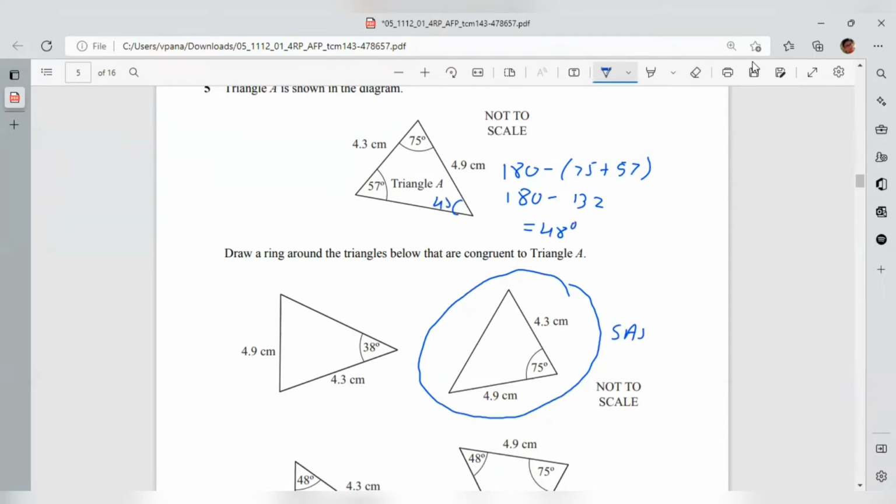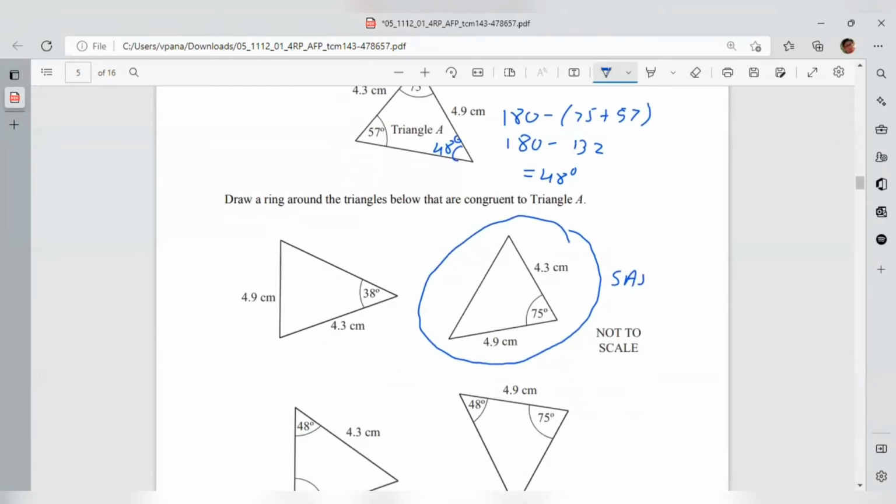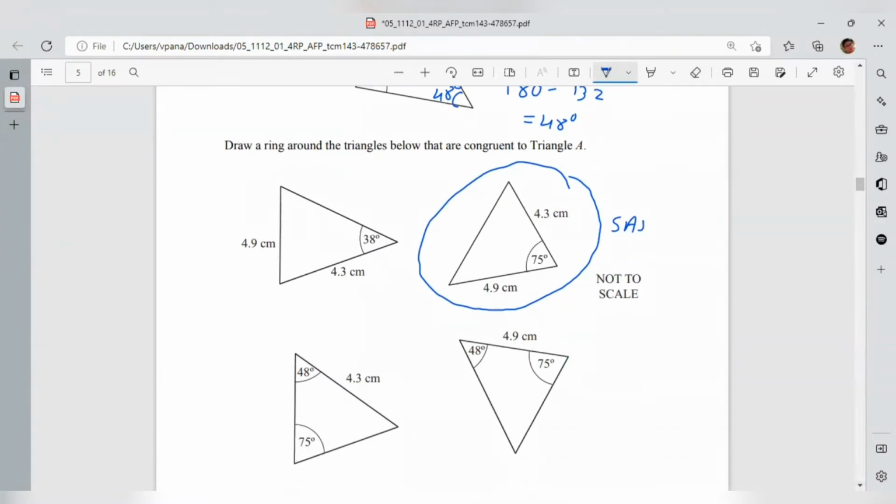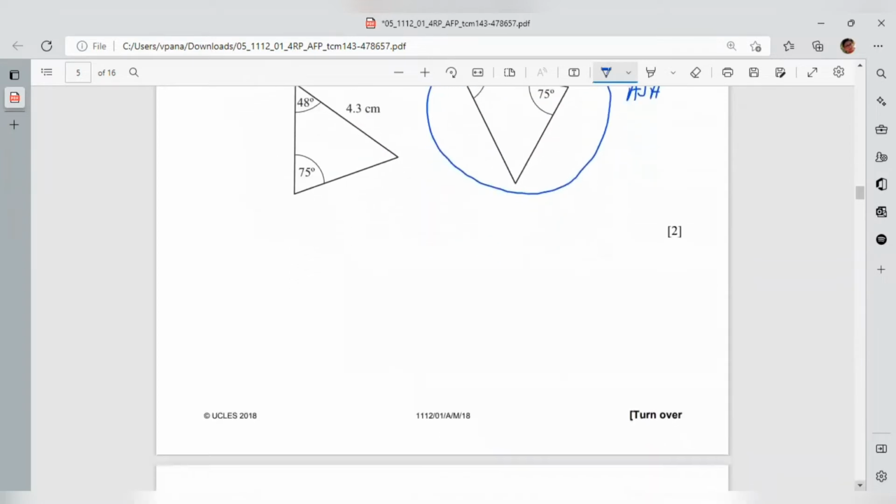So if this angle is 48, let us compare to another triangle, now with 75, 4.9 and 48. Do we have it? Yes, 48 degrees, 4.9 and 75. So this is another triangle which will be congruent by ASA, angle side angle. So these are the two congruent triangles. This is how you will get 2 marks for this.